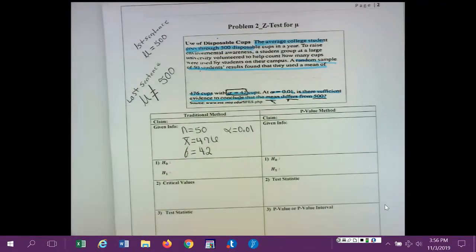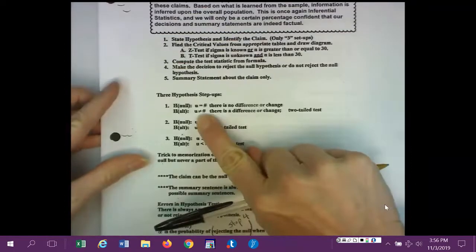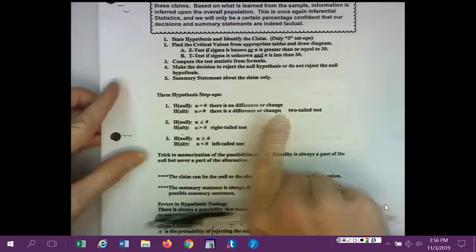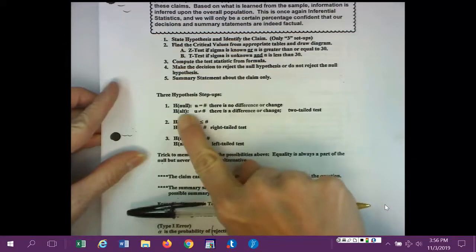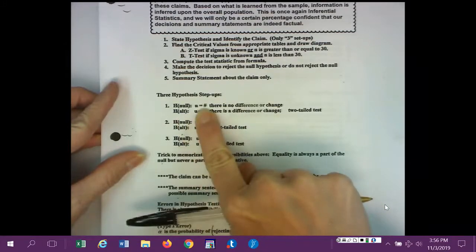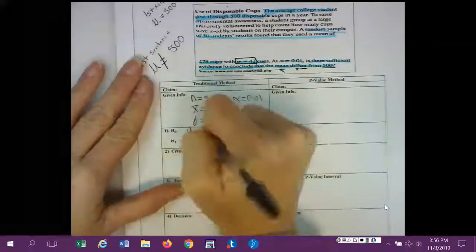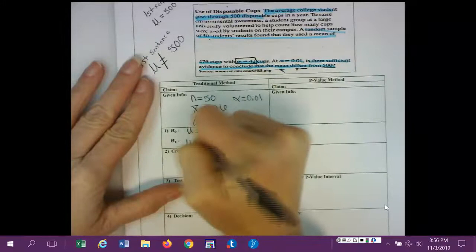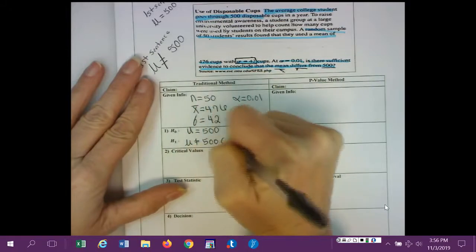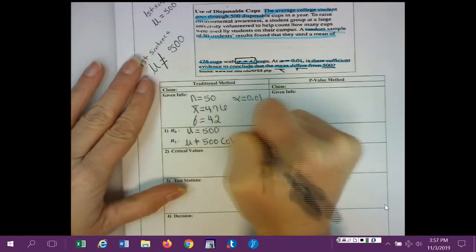Now, with that being said, follow the claim symbol. And the claim symbol is only one place, not equal to. There is a difference or change, and that's the alternative. That means the null has to be equal to. Cut, paste, glue stick. Mu equals 500. Mu does not equal 500. The claim is the alternative.